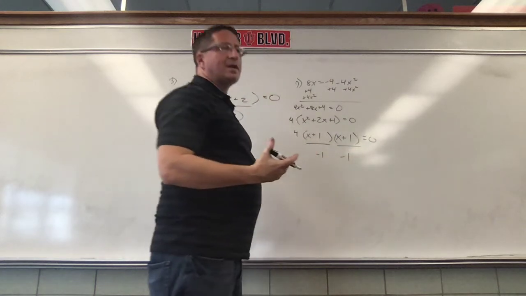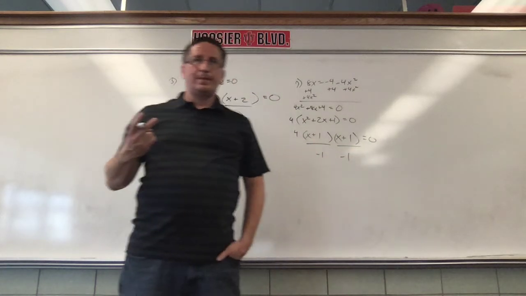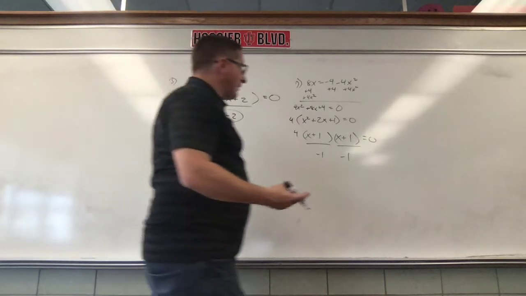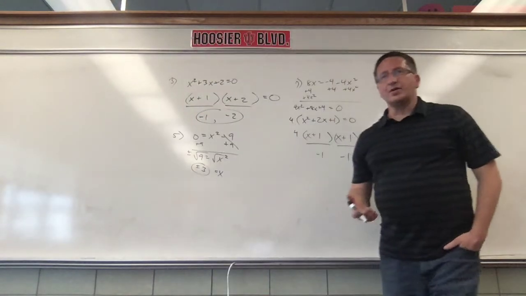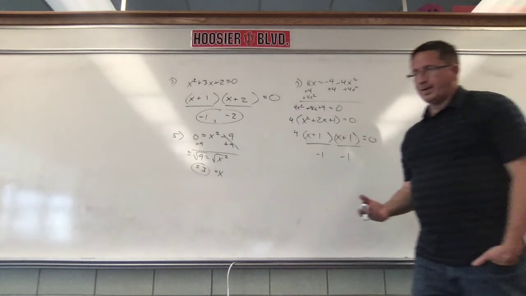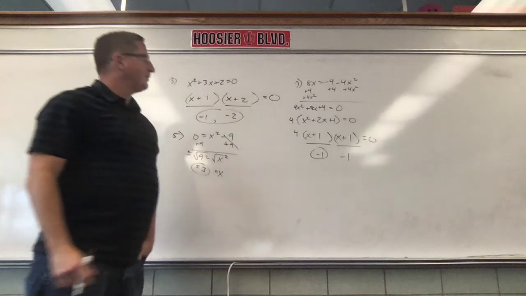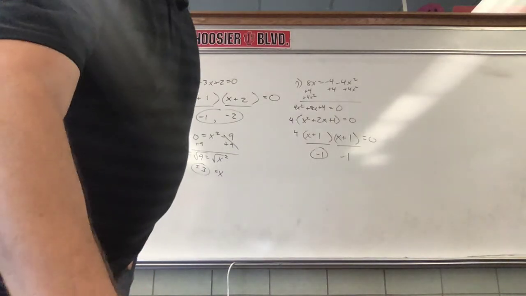So this is what I was talking about. We're supposed to have 2 answers. Do we have 2 answers? Well, kind of. Okay? We have the same answer twice. Now, do you have to write negative 1 and negative 1? No. Just negative 1 is good. That's all you have to do for that.